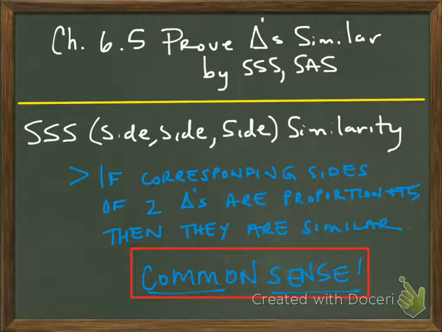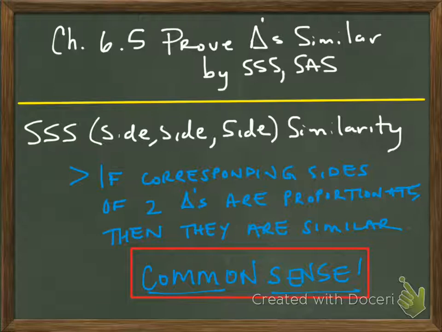6.5 is proving the triangles are similar by side, side, side, and side, angle, side. Don't get this confused with triangle congruencies, side, side, side, and side, angle, side. This is proving similarity using sides and proving similarity using side, angle, side. All right, so let's get started.